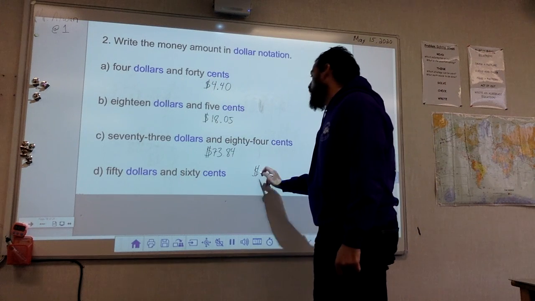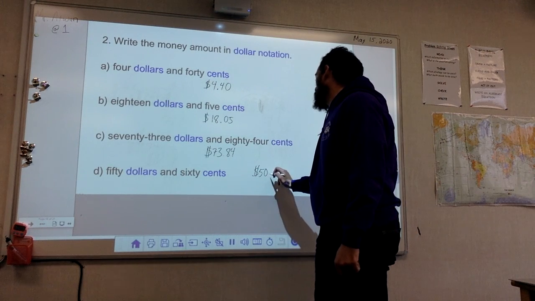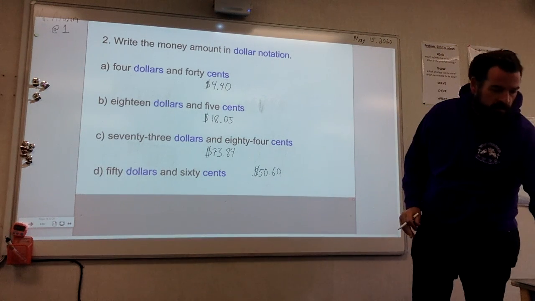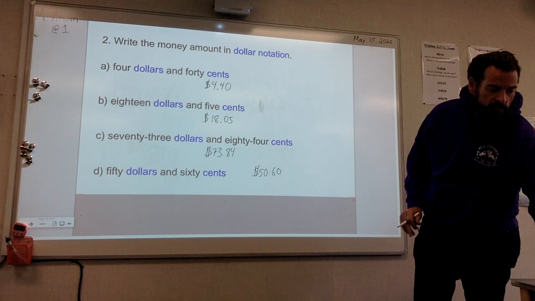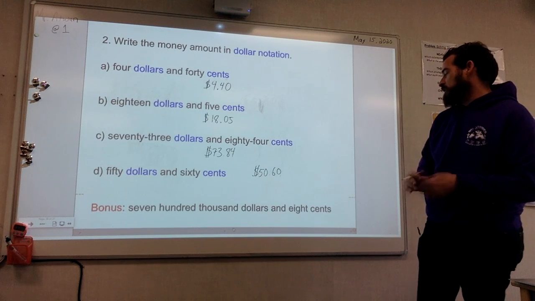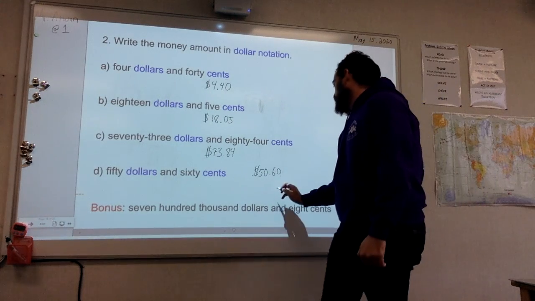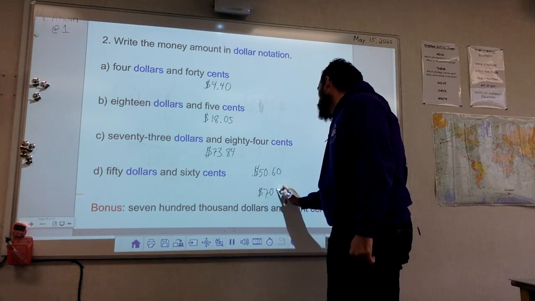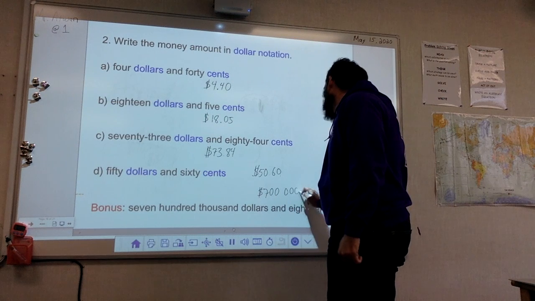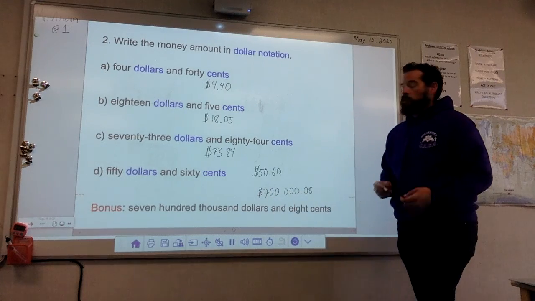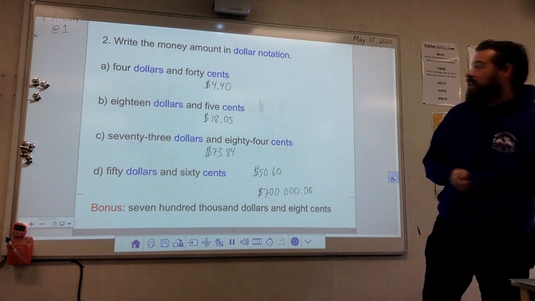$50.60, dollar sign, 50.60, so $50.60. And here's a bonus, $700,000.08, dollar sign, 700,000.08. So there's $700,000.08.